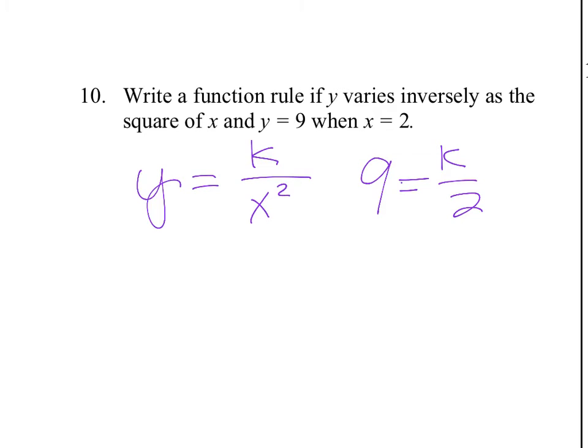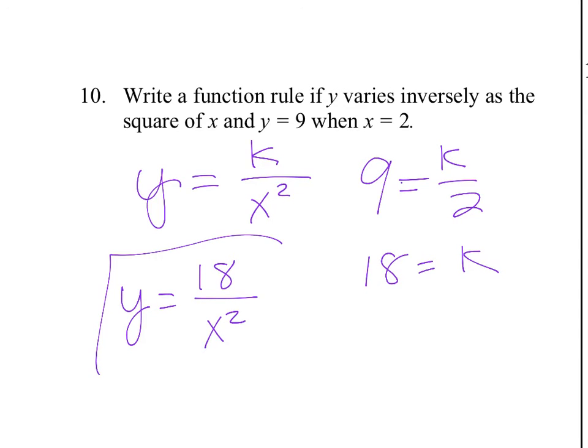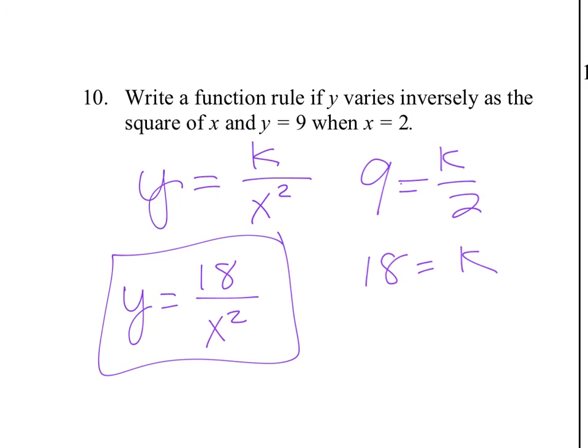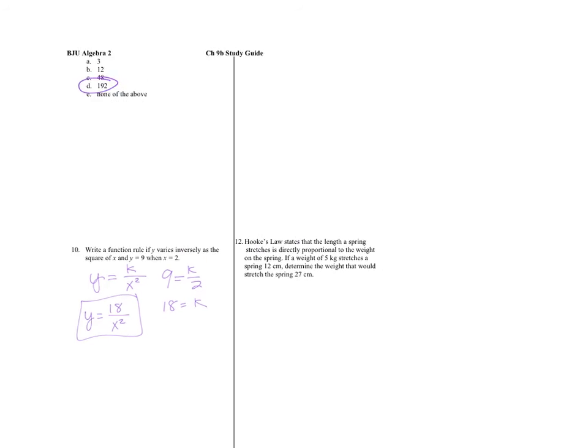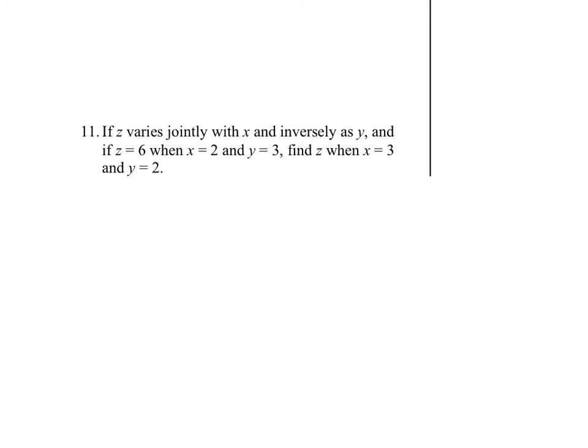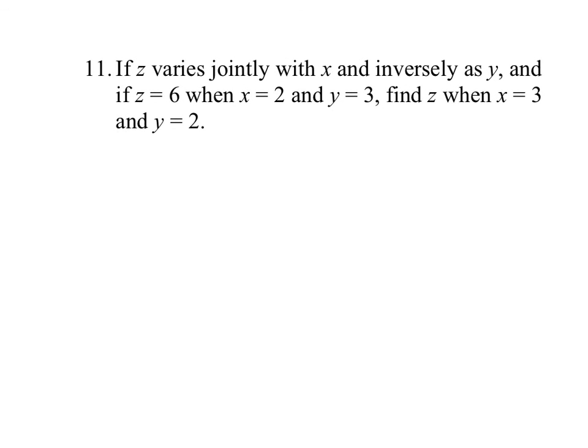Okay, so then I have 2 times 9, 18 is k. So the function rule would be y equals 18 over x squared. Okay, so that one was pretty darn easy. So let's, oops, looks like we're way down here. All right. I'll just make sure this is formatted better when I put it up online for you to print off so that it's not kind of weird like this.